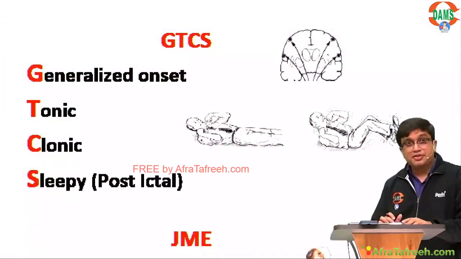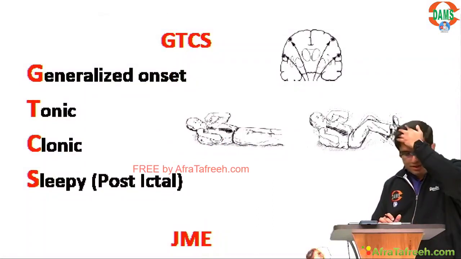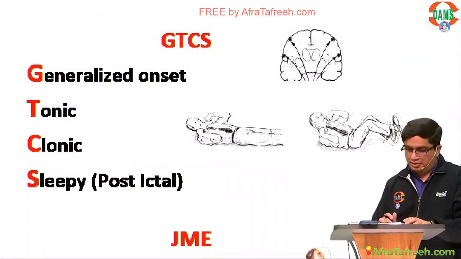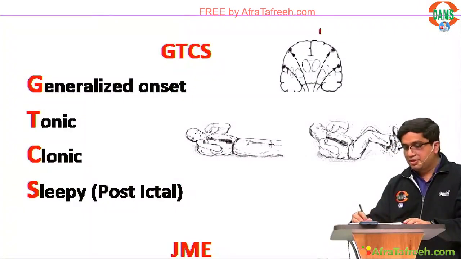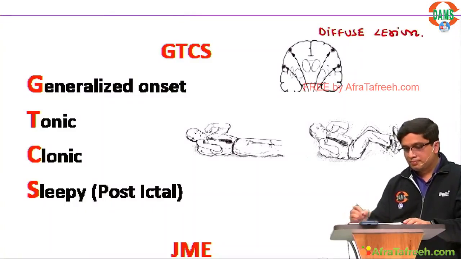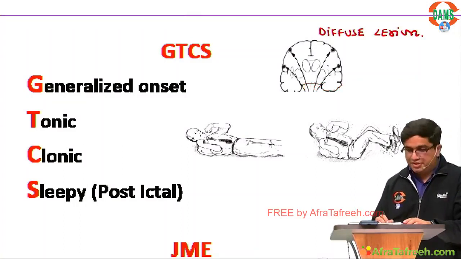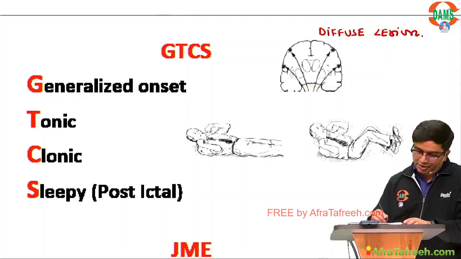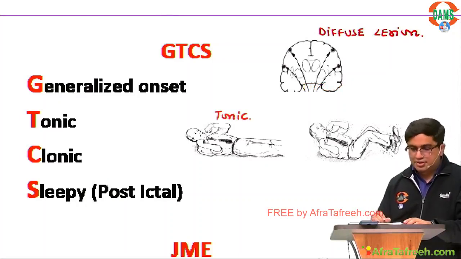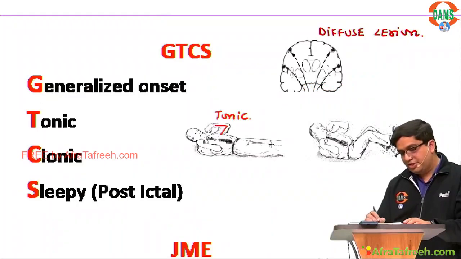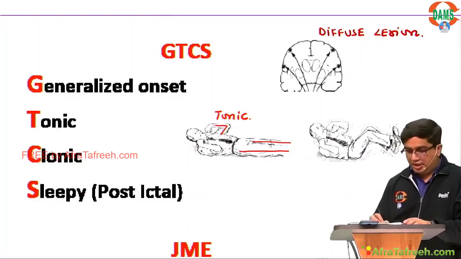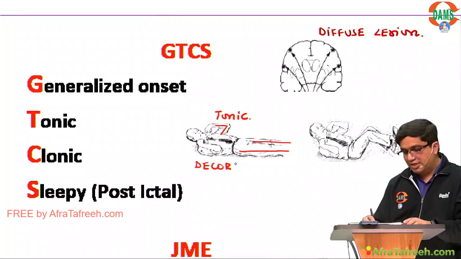Then we have GTCS, a generalized tonic-clonic seizure. In these patients, generally we have a generalized onset. Generally, this generalized onset happens due to a kind of lesion that we know as a diffuse lesion. Apart from this, the patient of GTCS comes in a tonic phase followed by a clonic phase. In the tonic phase, the patient will show a lot of stiffness in the body, especially flexion in the upper limb, and then an extension in the lower limb, a kind of posturing known as the decorticate posturing.